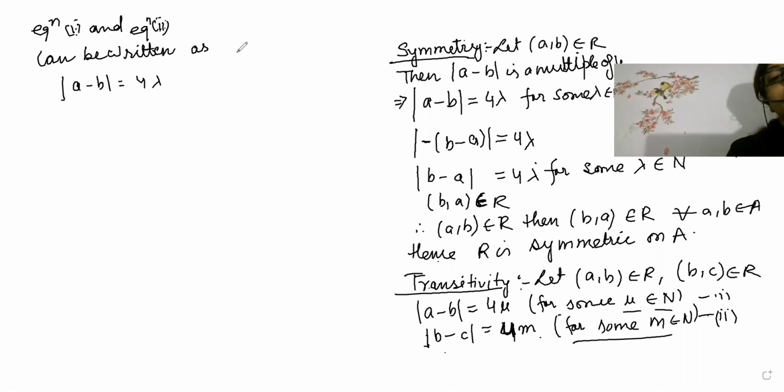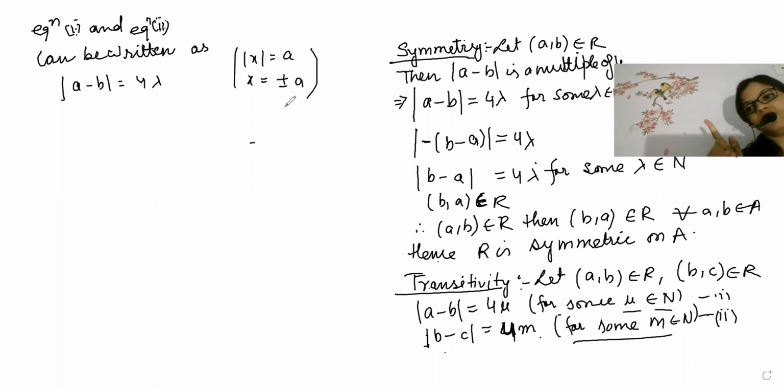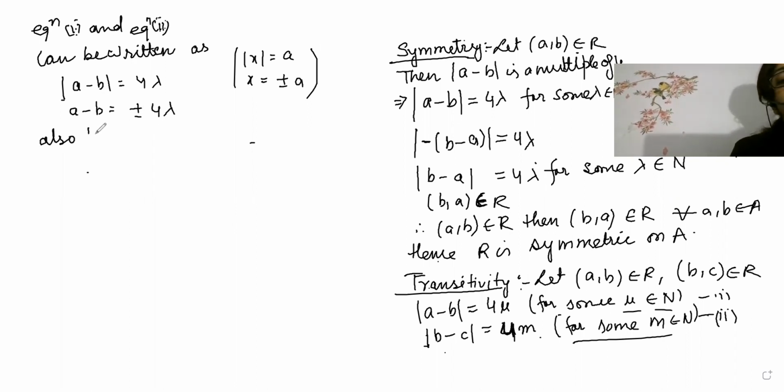And you know one very important point: when modulus of X is equal to A, the moment the modulus goes, it becomes X is equal to plus minus A. This is a very important property. So I will remove the modulus, then it becomes plus minus 4 lambda. Also, modulus of B minus C is equal to 4, here not lambda but mu, so B minus C will become plus minus 4 mu.